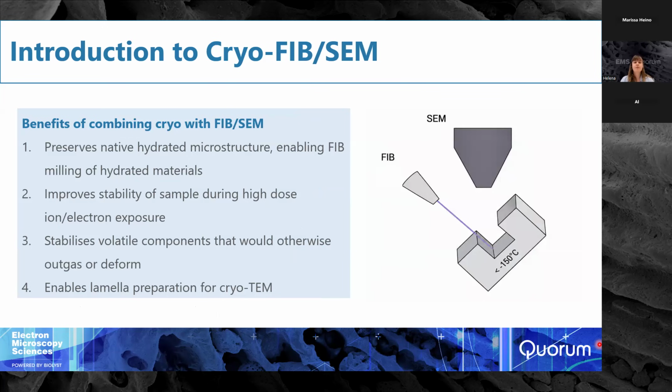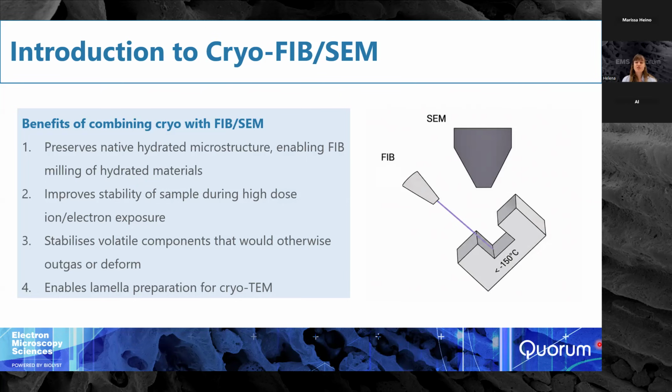So what happens when we combine the two techniques together? So obviously, the obvious benefit of combining cryo with FIB-SEM is that it now allows us to do FIB processes with hydrated structures. So for example, if we were wanting to look at a hydrogel, say we wanted to do some volume imaging, if we were to put our hydrogel in ambient conditions, we would have to first dehydrate that hydrogel. And ultimately, a hydrogel that isn't hydrated is no longer really a hydrogel.